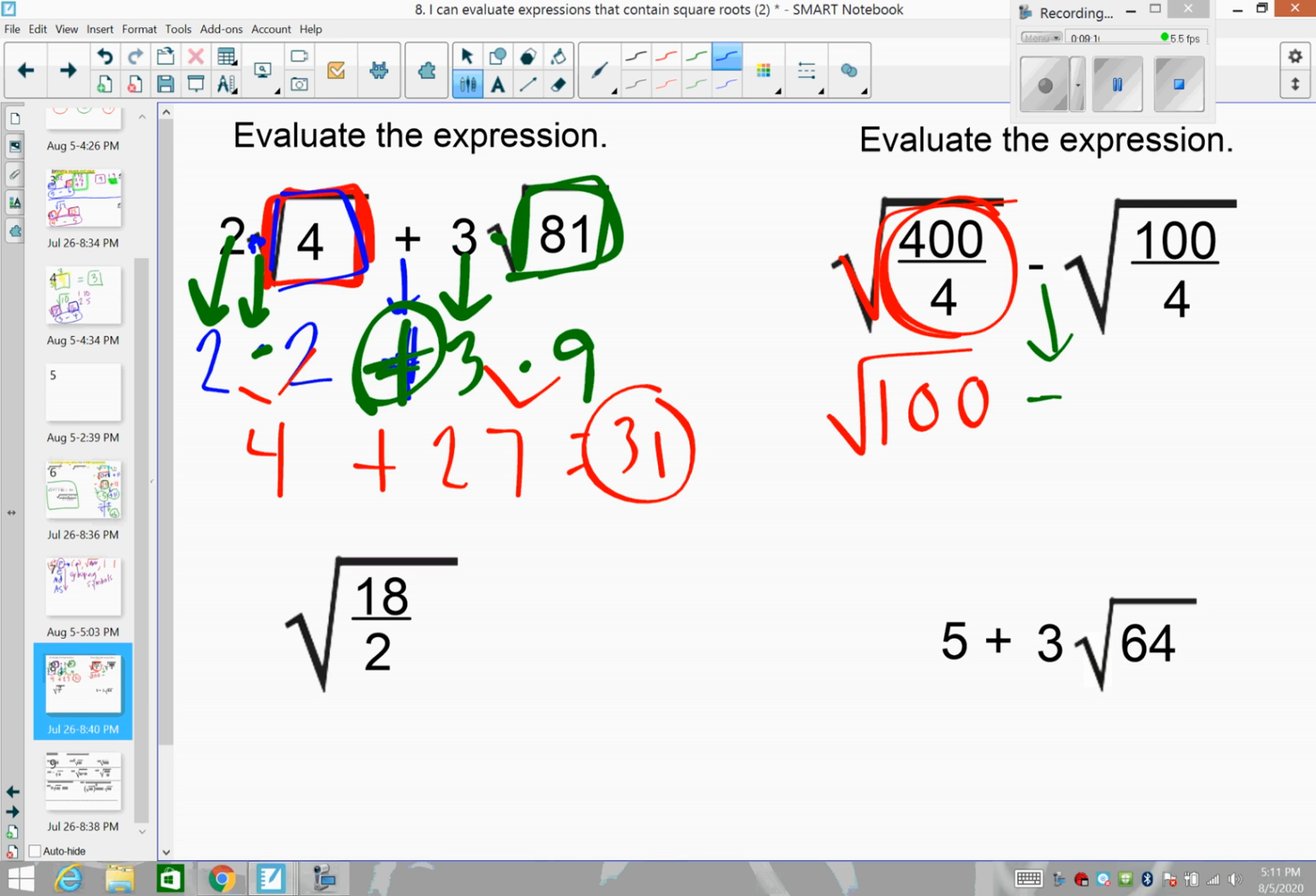On the back side, we have 100 divided by 4. And we know that there are 4 quarters in a dollar, so we're going to say that that's 25, and there's this square root symbol around it. So we have to do the inside first, just like we would do a parenthesis.